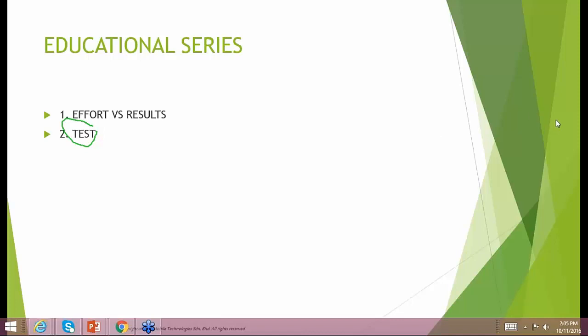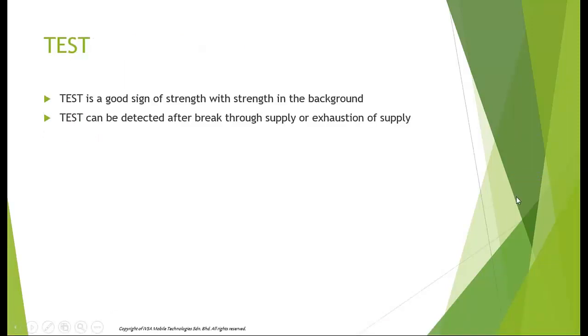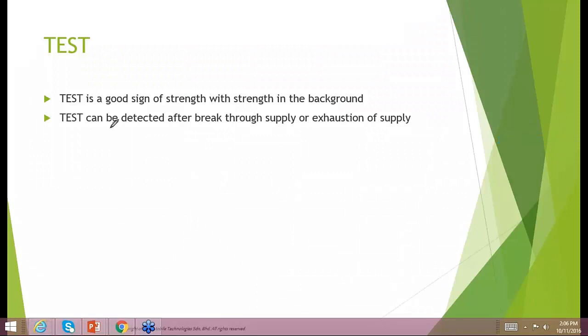Now, often we have seen rallies in the market, but we know that rallies don't last long. When I say rallies, it means the price will keep pushing up, and as it goes up, we are looking into where the test is. Now, test is a good sign of strength in the market, and test can also be detected after breakthrough supply or exhaustion of supply.